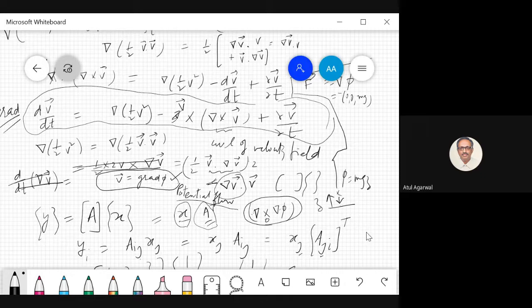So you get d by dt. Velocity is gradient of phi, is equal to gradient of half v square. This is anyway a scalar, so we don't play with it further. This goes to zero.